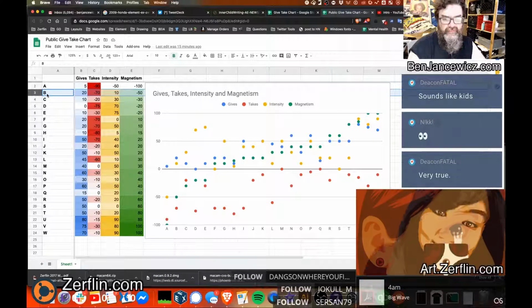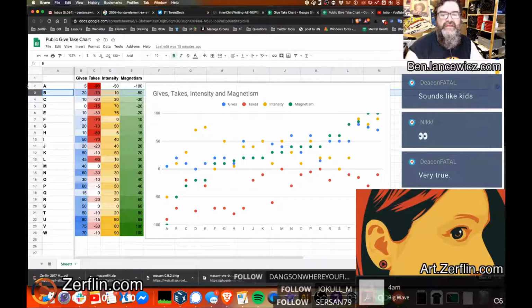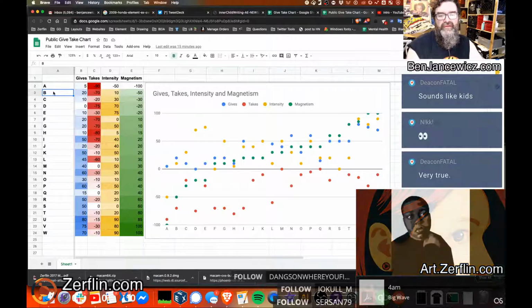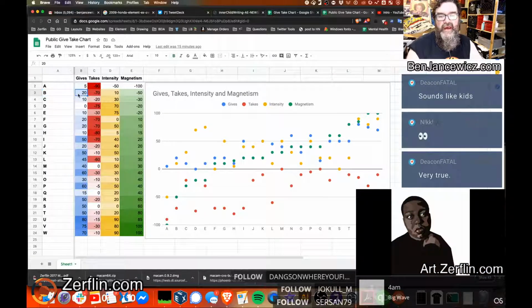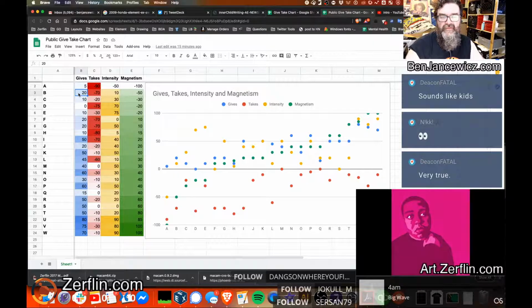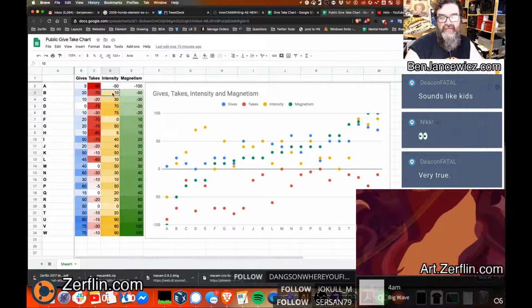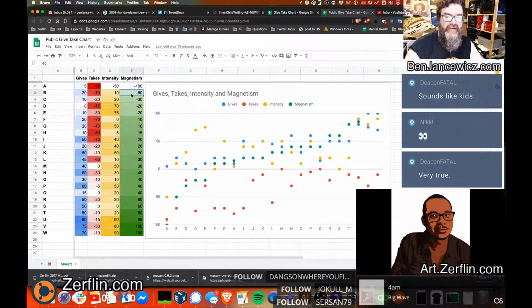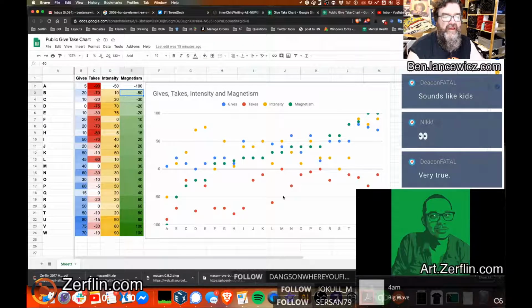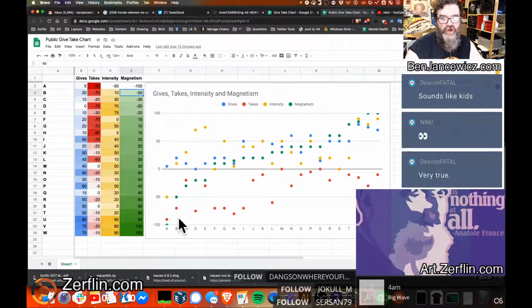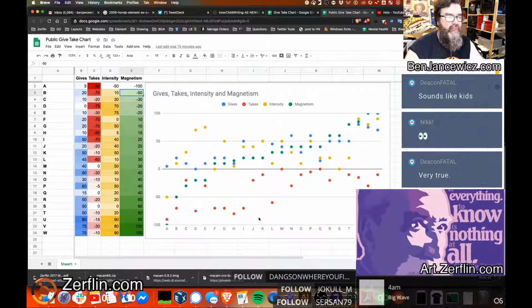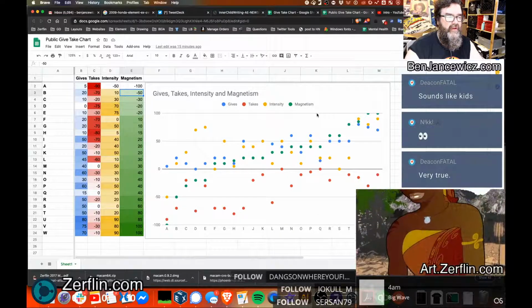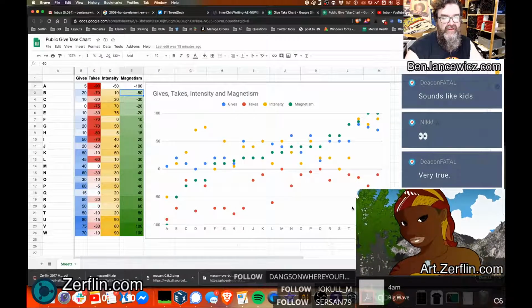So that's magnetism. So when you fill out these, you put in somebody's name right here in column A, and you fill out how much they give out of 100, how much they take out of 100 negative, their intensity, negative 100 to positive 100, and their magnetism, negative 100 to a positive 100. And what this will tell you is it'll start to show on this chart right here how much you should be giving to any of these people.